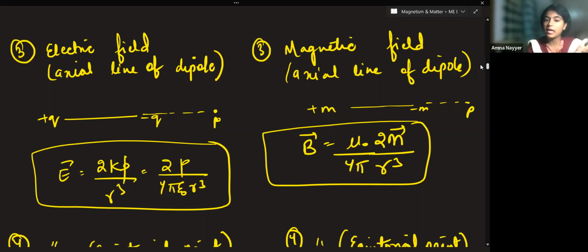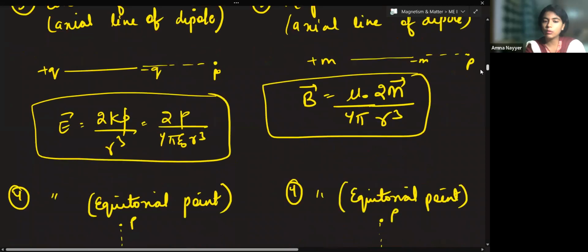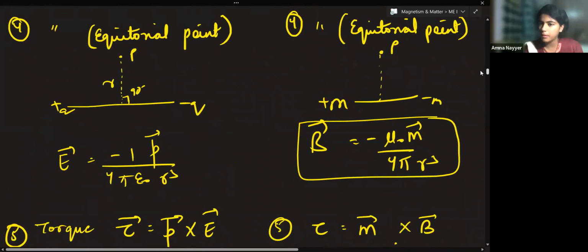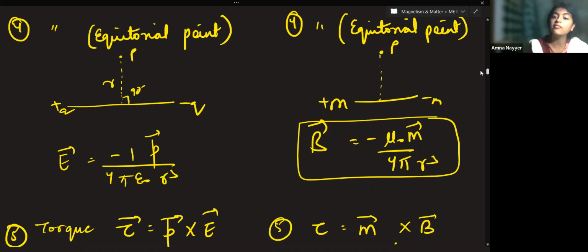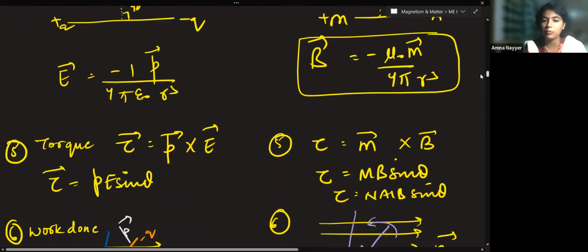So 2kp by r cube is the formula of electric field on the axial line. That became 2km by r cube, but the values of k became different. Similarly, in case of electric field for equatorial point, formula is minus kp by r cube. Here also it became minus km by r cube, but the value of k was different. And instead of p, you have m, that is magnetic dipole.